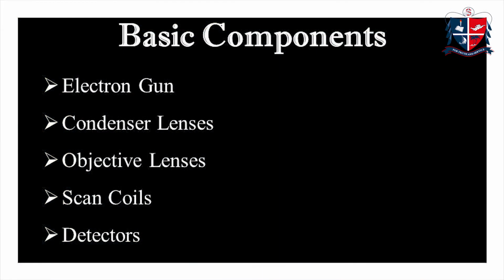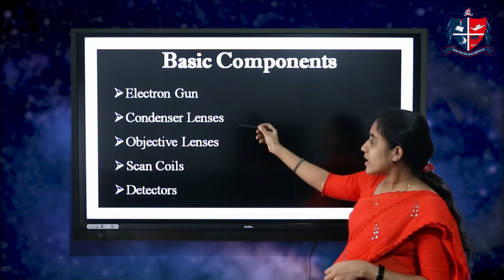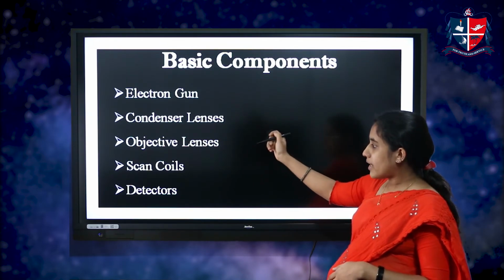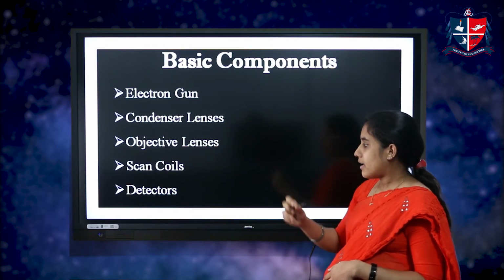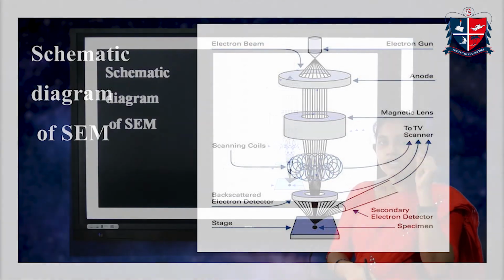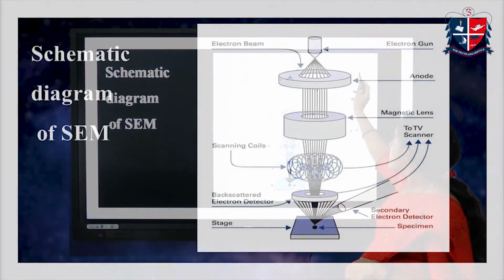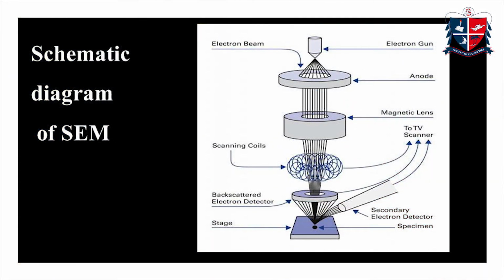Next we discuss the basic components of the scanning electron microscope. The first one is the electron gun. The second ones are the condenser lens, objective lens, scan coil and detectors. This is a schematic diagram of the SEM, the scanning electron microscope. The first component is the electron gun, which produces the electron beam. The electron beam is accelerated downward with the help of the anode. That means the anode is at positive potential.